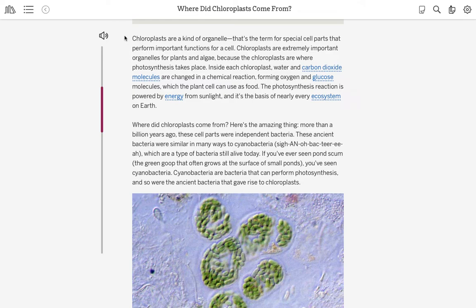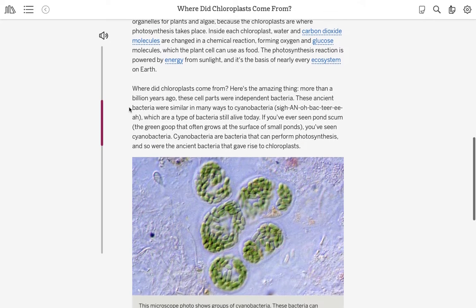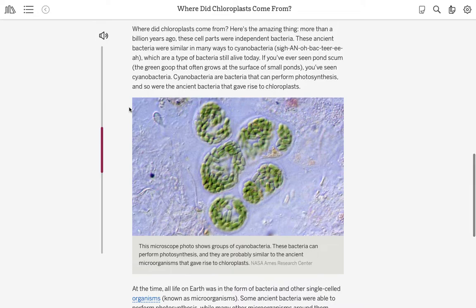Inside each chloroplast, water and carbon dioxide molecules are changed in a chemical reaction, forming oxygen and glucose molecules, which the plant can use as food. The photosynthesis reaction is powered by energy from sunlight, and it's the basis of nearly every ecosystem on Earth. Where do chloroplasts come from?